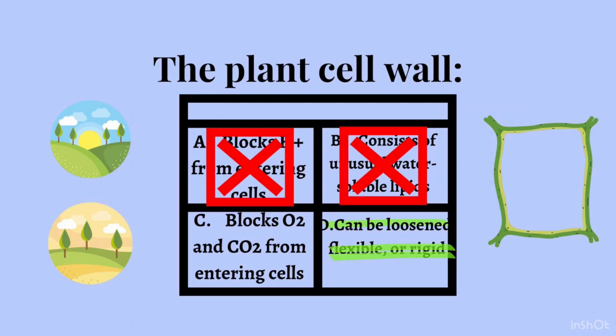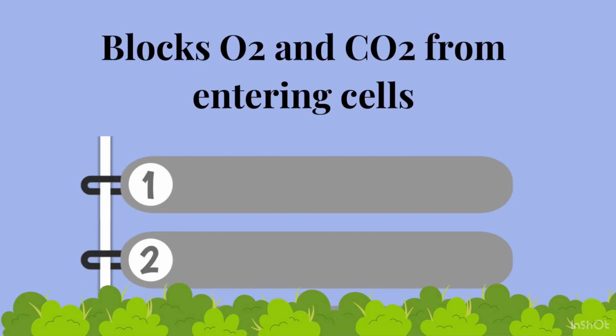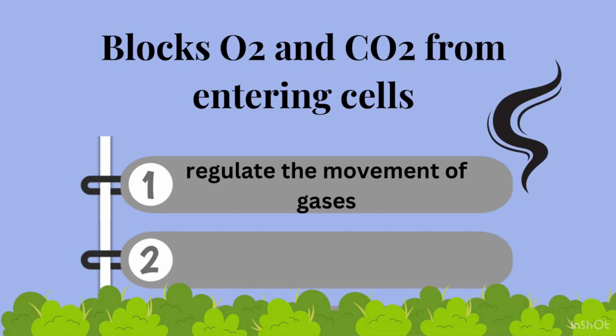So now let's look at C, blocks O2 and CO2 from entering cells. So yeah, this is not entirely accurate. The plant cell wall does regulate the movement of gases like oxygen and carbon dioxide into and out of the cell, but it doesn't completely block them. The permeability of the cell wall to gases is determined by the presence of various transmembrane proteins such as aquaporins that allow for the movement of water and small solutes.